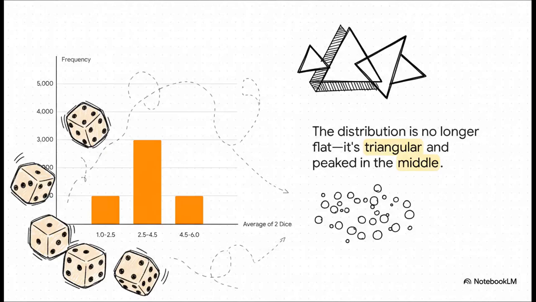Okay, so here we've simulated rolling just 2 dice and taking their average over and over again. And look at the graph. It's not flat anymore. It's triangular. It peaks right there in the middle, around 3.5. And that makes sense, right? There's only one way to get an average of 1. You have to roll 2 ones, but there are a bunch of ways to get an average in the middle, like a 3 and a 4.